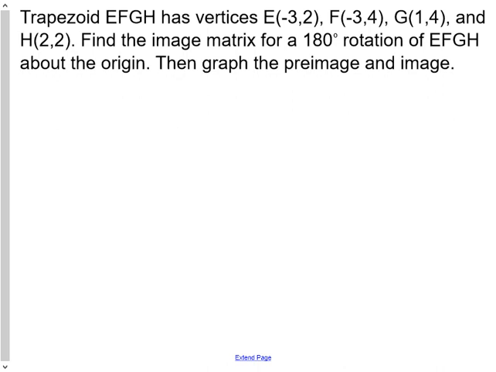So trapezoid has vertices -3, 2, -3, 4, 1, 4, and 2, 2. Find the image matrix for a 180 degrees rotation about the origin. Okay, and then we'll have a graph on the next slide for graphing both of those. So, again, a couple options. I'll show you pattern form. We'll still write the matrix, but we'll show you the pattern method, and we'll show matrix method.